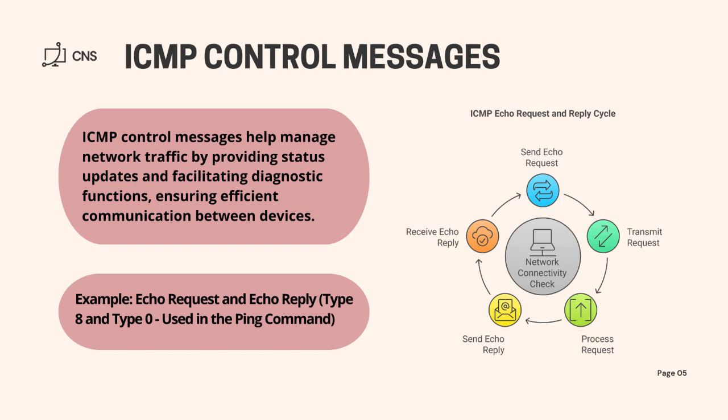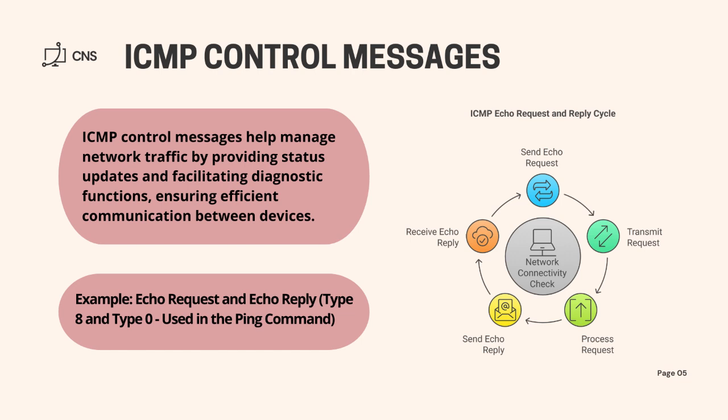ICMP is not just for reporting errors, it also plays a key role in network diagnostics. A perfect example is the ping command, which helps check if a device is online and reachable. How it works, let's see. Sending an echo request: a computer runs the ping command to check connectivity with a target device. It sends an ICMP echo request, which is a type 8 packet, to the destination IP. If the target device is online and reachable, it responds with an ICMP echo reply, which is a type 0. This confirms that the device is active and connected to the network.